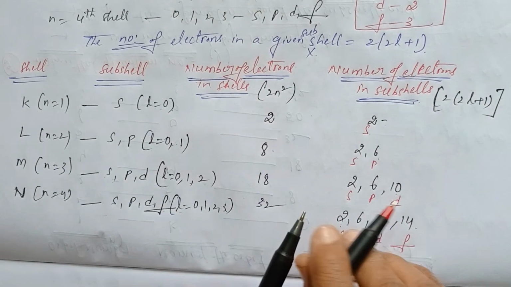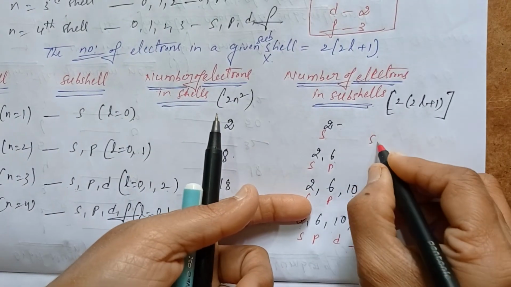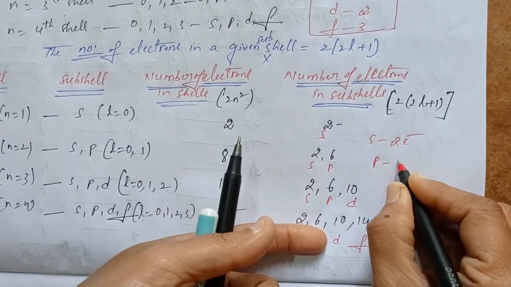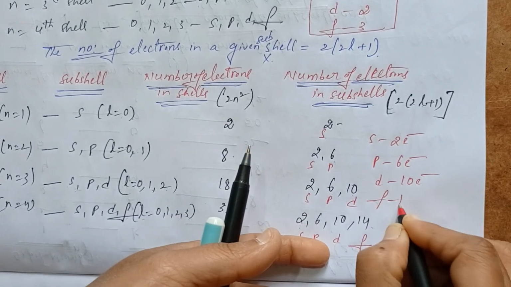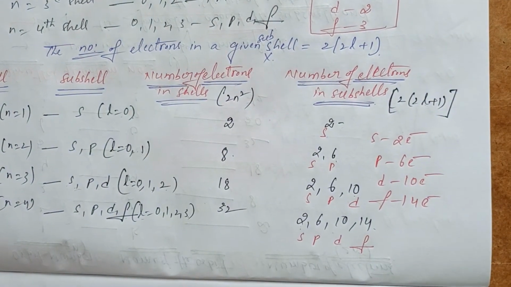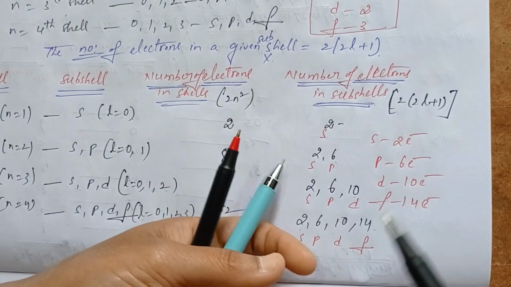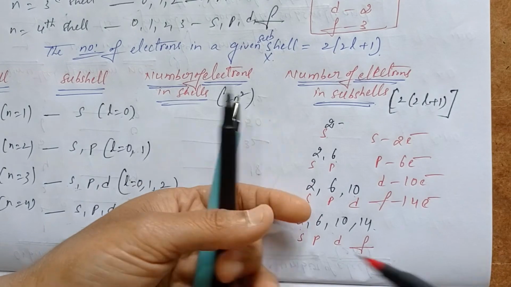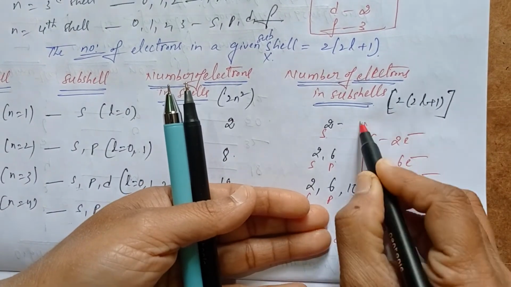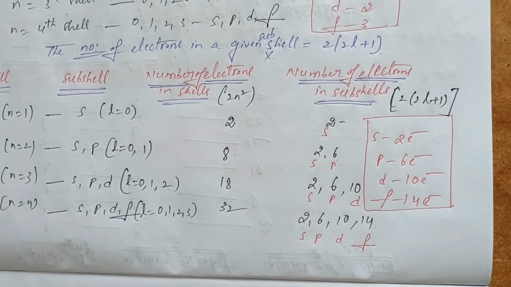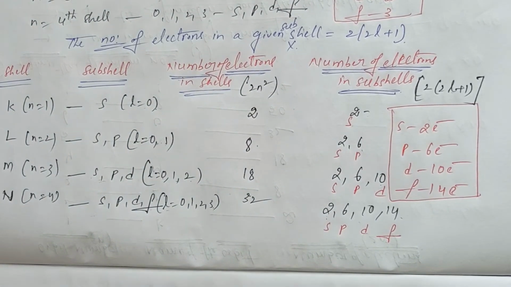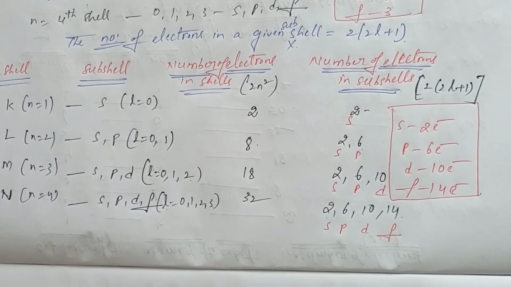That means in the s subshell, how many electrons, students? In the s subshell 2 electrons. p subshell 6 electrons. d subshell 10 electrons. f subshell 14 electrons are present. Are you clear? So this table you have to remember, students, it is important. So the azimuthal quantum number gives the complete information about the subshell, students. So this is about the subshells.